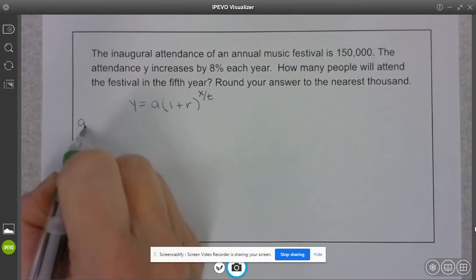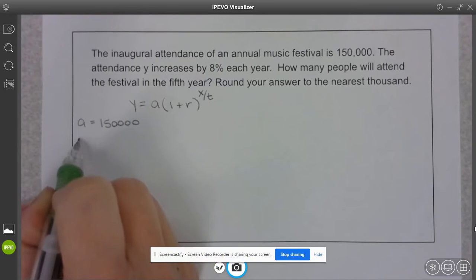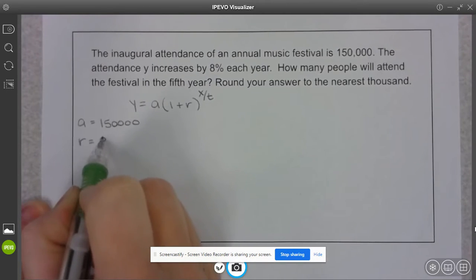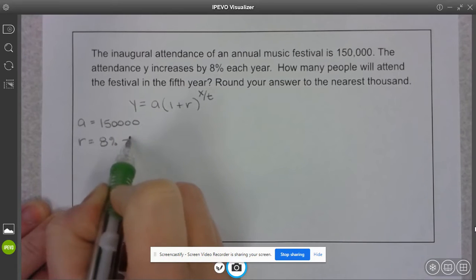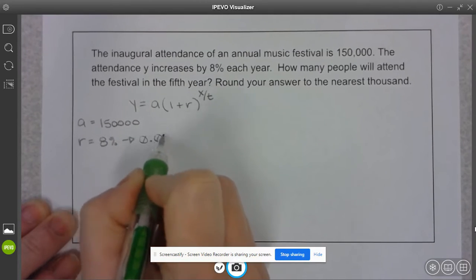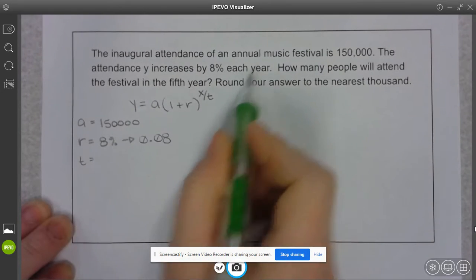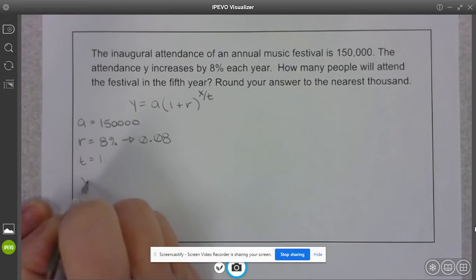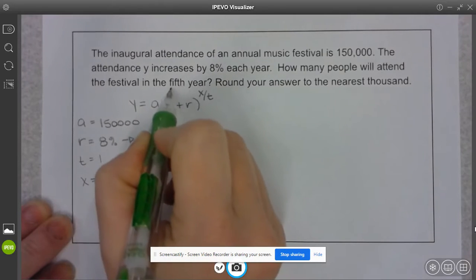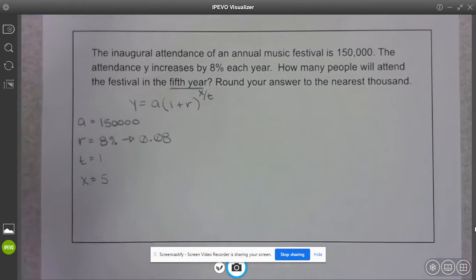So in this case, I know that A is 150,000, r is 8%, which we remember we have to convert into a decimal. Our t value, since it says each year, would be 1. And in this case, x is how many years have gone by. So now I'm not just substituting in things that I know for the equation. I'm actually going to get an answer in the end.